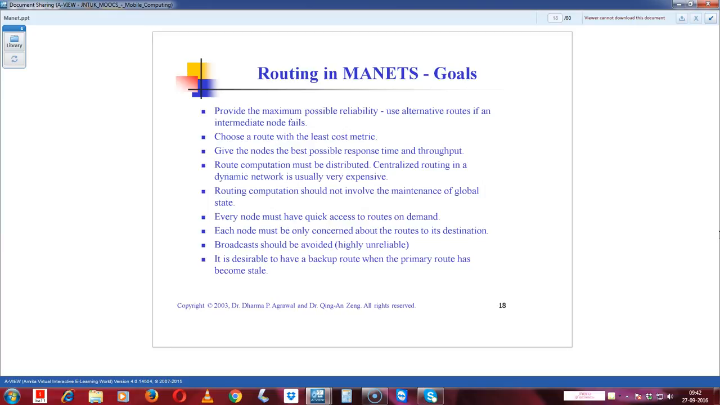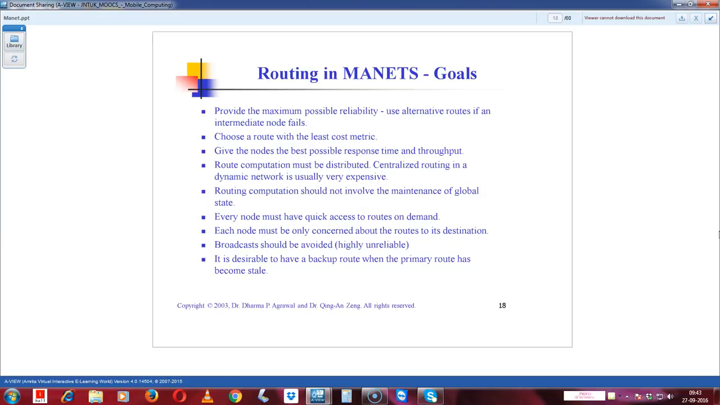So now we know what ad hoc networks are, what the applications for ad hoc networks are, and why we are studying ad hoc networks. So the most important thing here is routing. Okay, so how does routing management happen? Provide the maximum possible reliability, use alternative routes if an intermediate node fails. Okay, so suppose some intermediate node fails, it can provide alternative routes because there are so many intermediate nodes. So if you have so many intermediate nodes, you can have alternative routes to reach the destination. Okay, choose a route with the least cost metric.